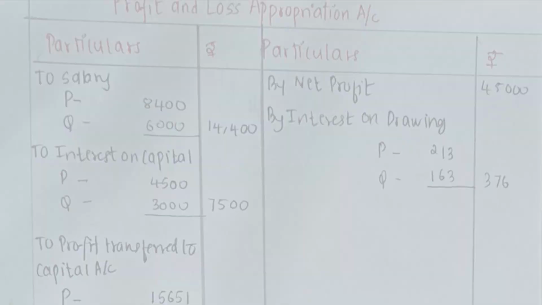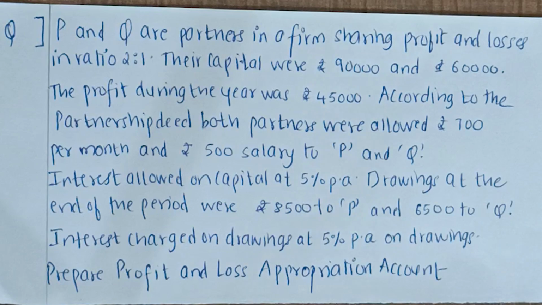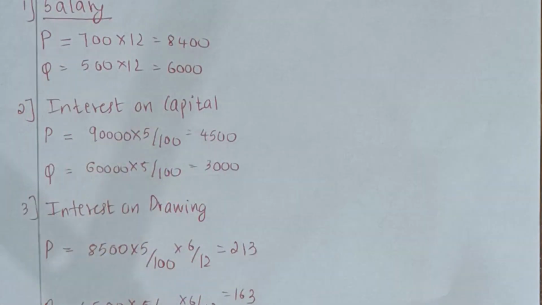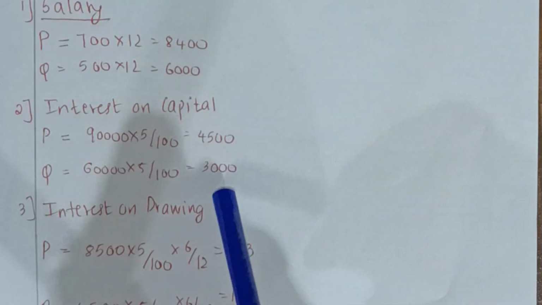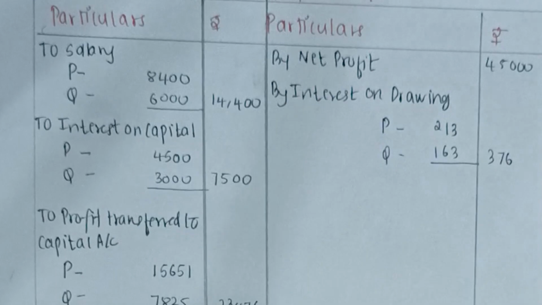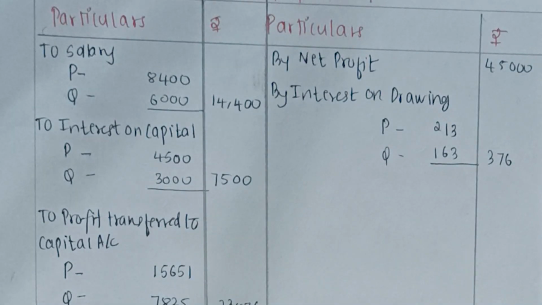The next is interest on capital. The capitals were rupees 90,000 and 60,000, and the interest on capital is 5%. Here I have shown the working note of interest on capital, wherein for P it is 90,000 into 5%, that is 4,500, and similarly for Q it is 60,000 into 5%, which gives us 3,000. Both these amounts, 4,500 plus 3,000, we write in the inner column, add them up and write in the outside column: 7,500. After this, we see that all the adjustments have been recorded.